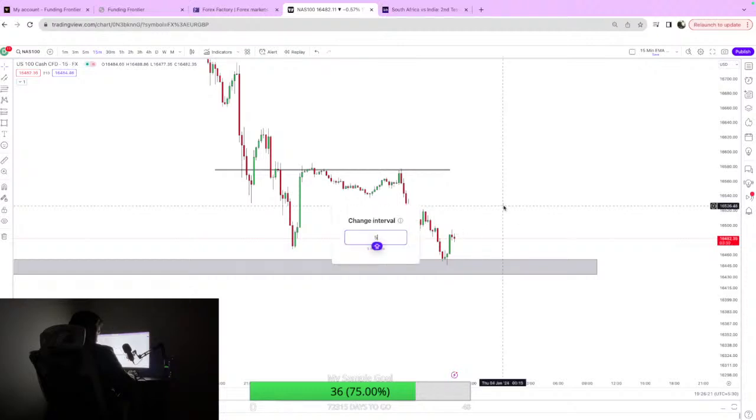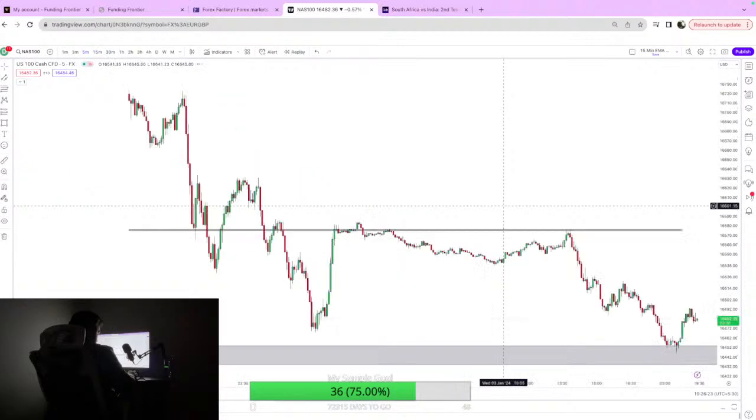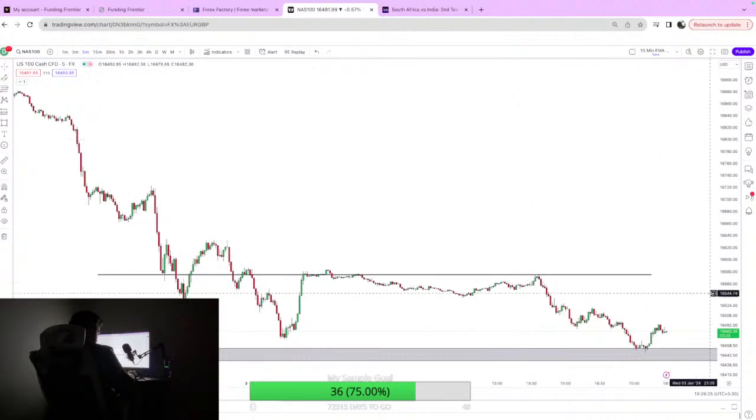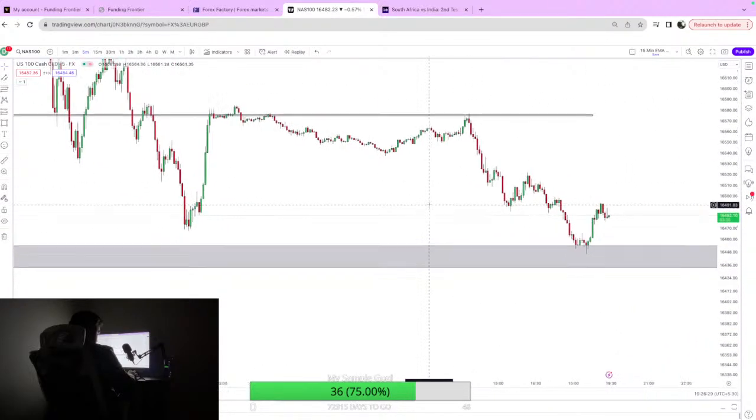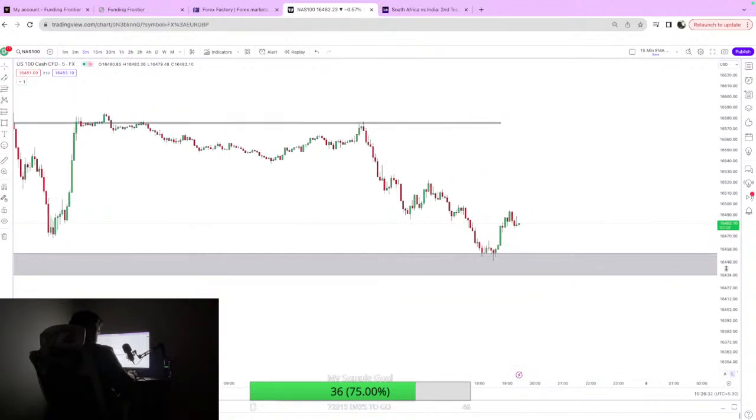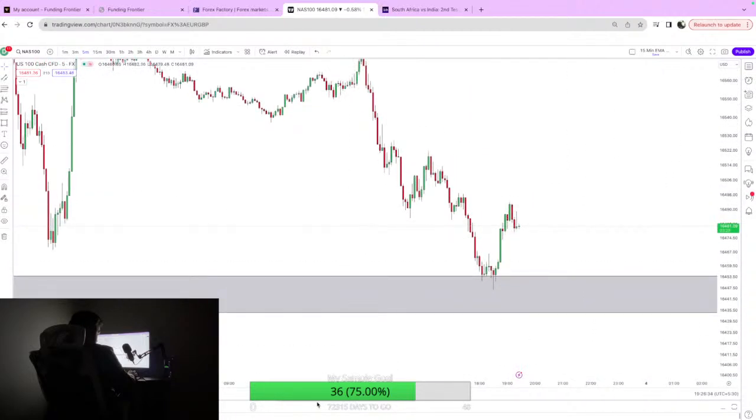Okay, so now 5 minutes time frame. Let's see what market is doing. Let's draw one minor level. Okay, I think this is a good level.